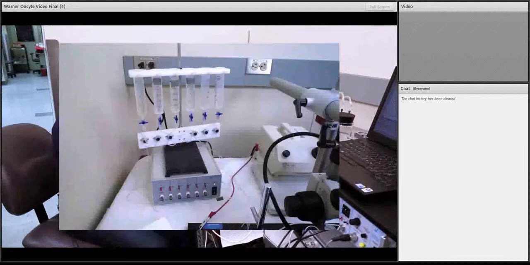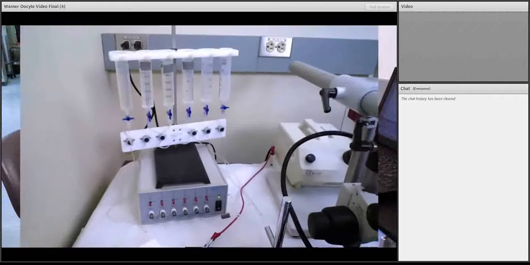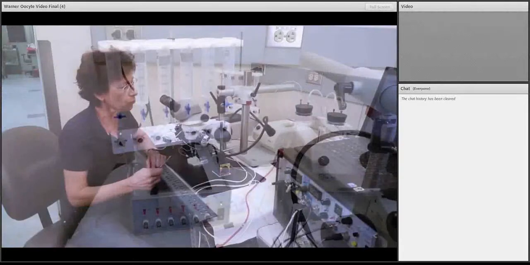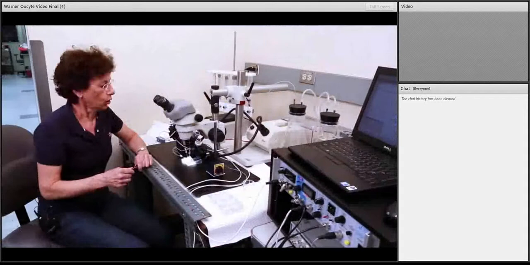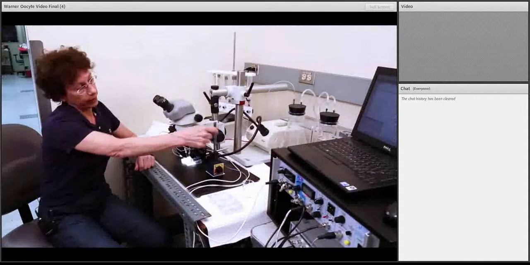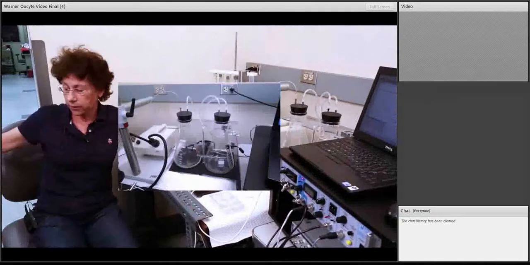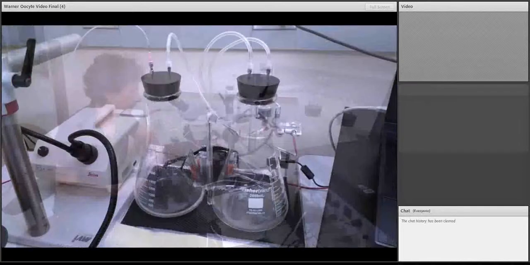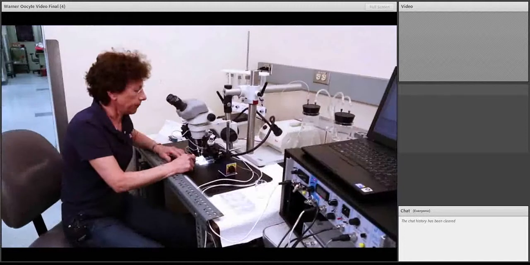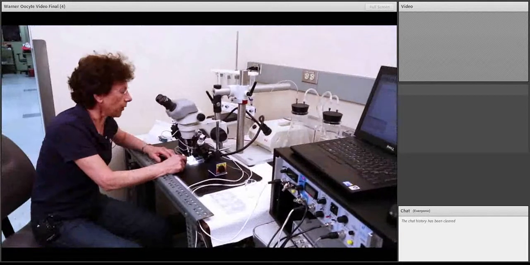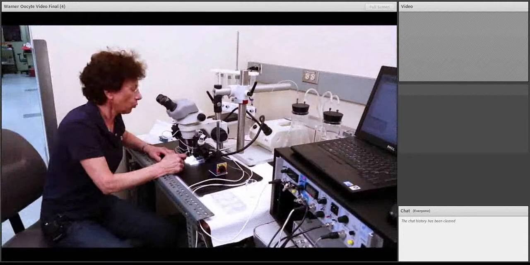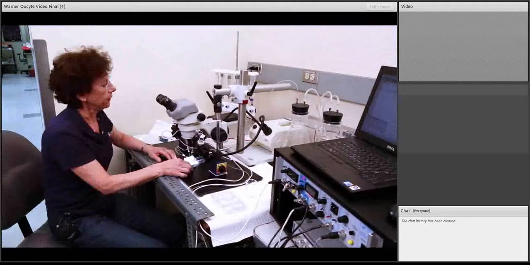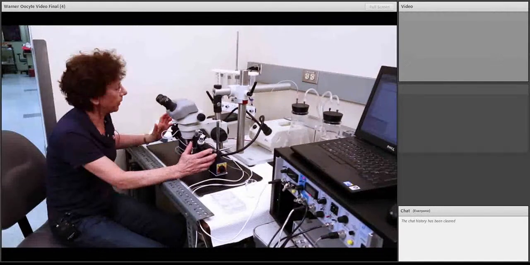Now, you can also have a vacuum, like you can see here, or you can connect it to the vacuum of your laboratory. Once the cell's in place, in order to do the experiment, you have to impale it with 2 electrodes that are handled by these micromanipulators.